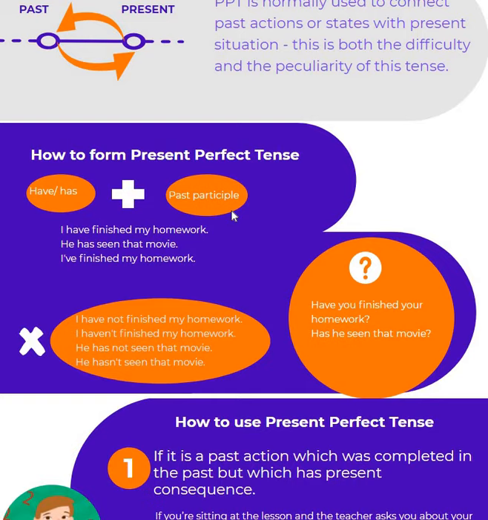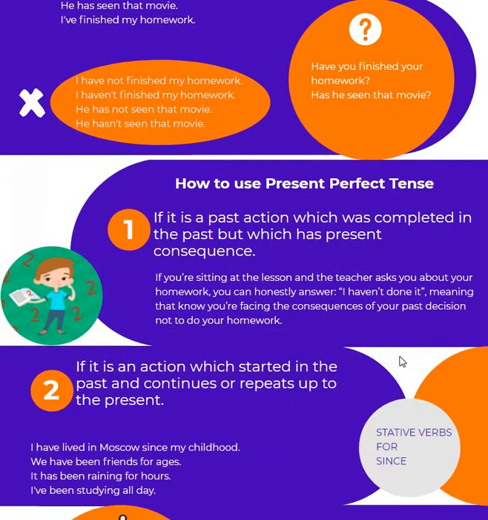In negative form, it looks like, here, you can see, I have not finished my homework, or I haven't finished my homework, he has not seen that movie, or he hasn't seen that movie. And when we want to ask a question with present perfect, we put have or has before the subject. It looks like, have you finished? Here we can see, have you finished your homework? Has he seen that movie?